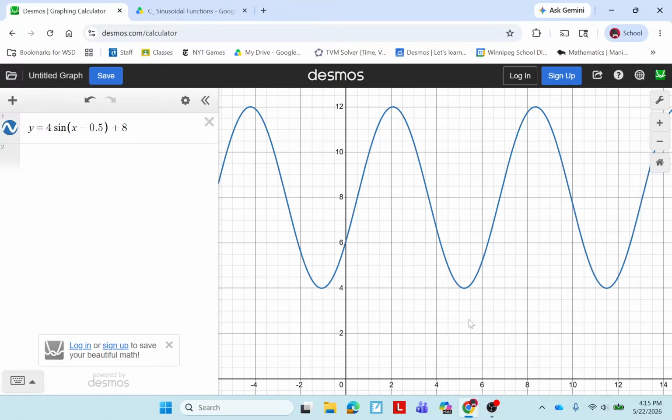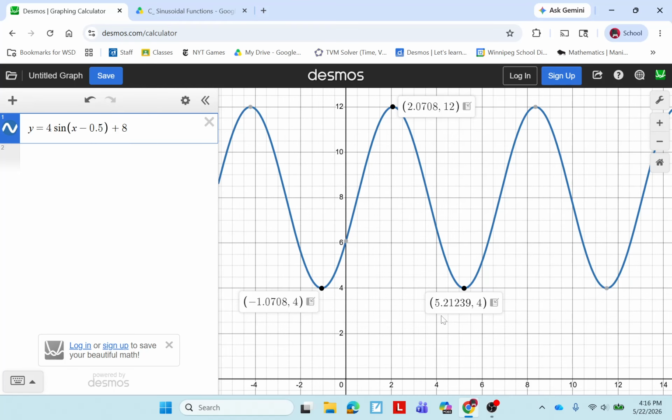So we get something that looks like this, where it looks like my minimum point is at negative 1.07 and 4. My maximum point is at 2.07 and 12. And so the distance between those 2 points looks to be 3. So we moved just a little bit over here, 5.21, and we're back at 4 again. So what we're going to do is calculate the amplitude, calculate the midline, determine the period of the graph, and draw the graph here as well.